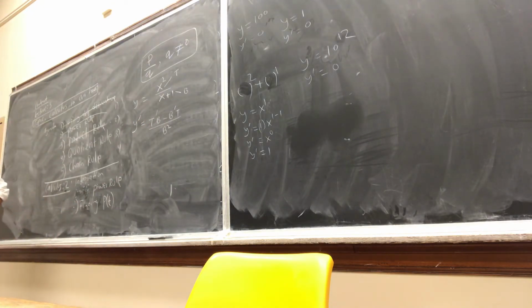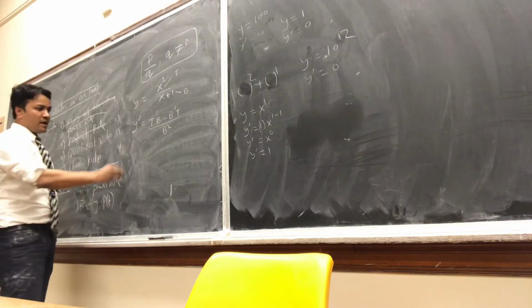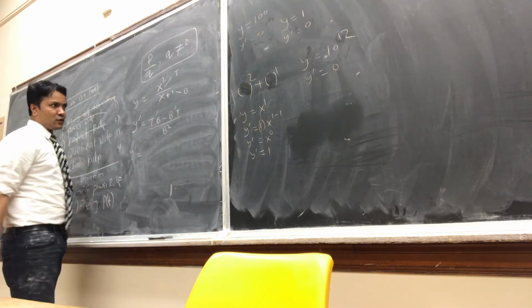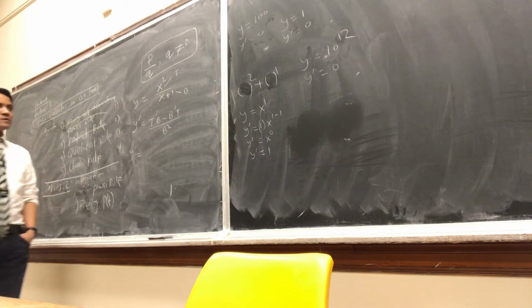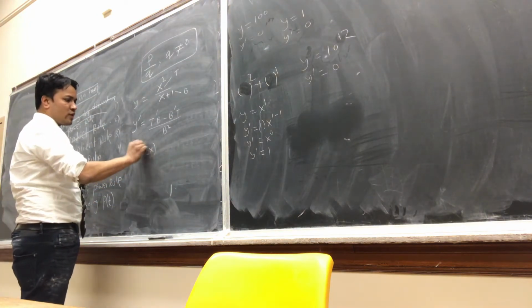Okay, all right. So let's follow the rules. All you need to do is follow the rules. So y prime is equal to, okay, derivative of top. What is the derivative of top using the power rule? 2x. 2x times what?